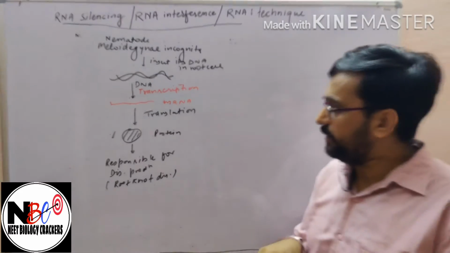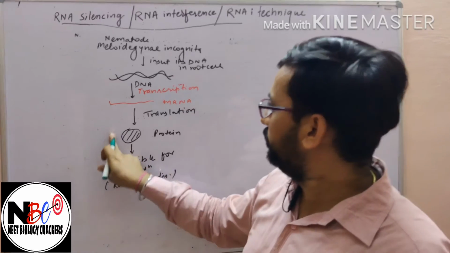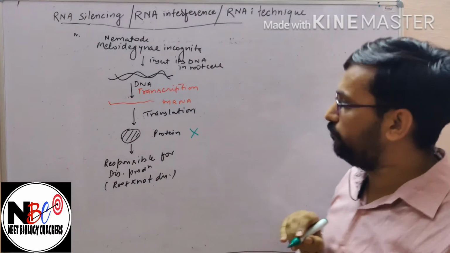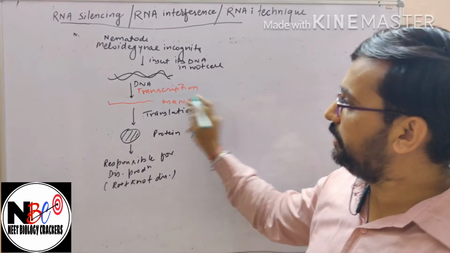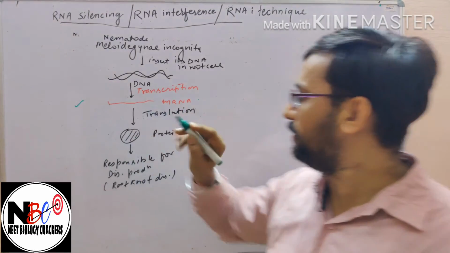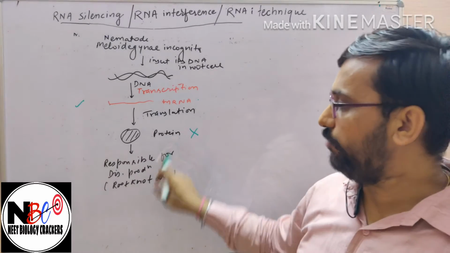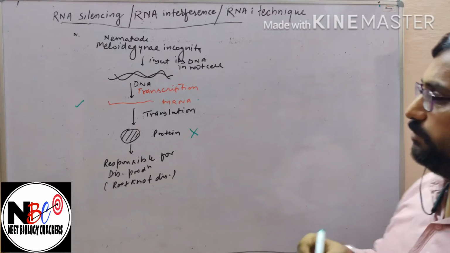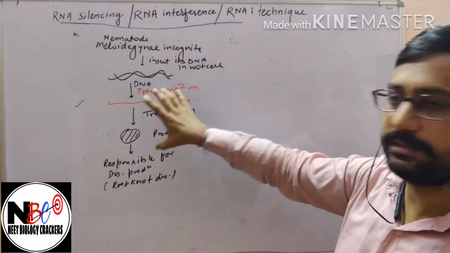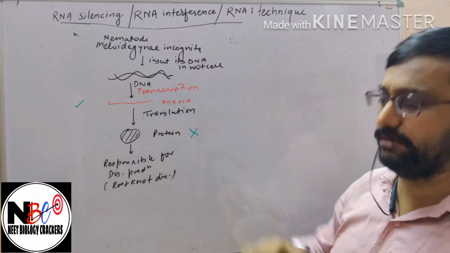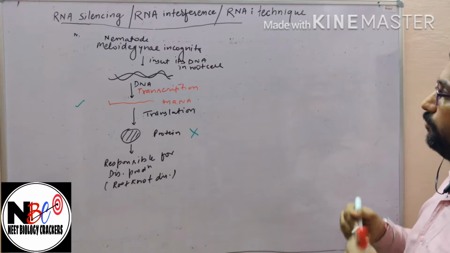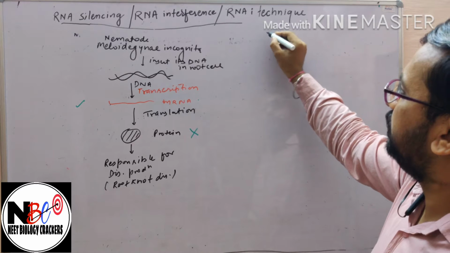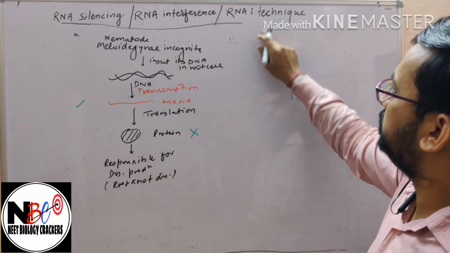See, the mechanism is if we stop this protein formation, if we silence this mRNA, then no protein is formed, then no disease production. So the basic mechanism is this: we make this mRNA silent. That's why this technique is called RNA silencing.